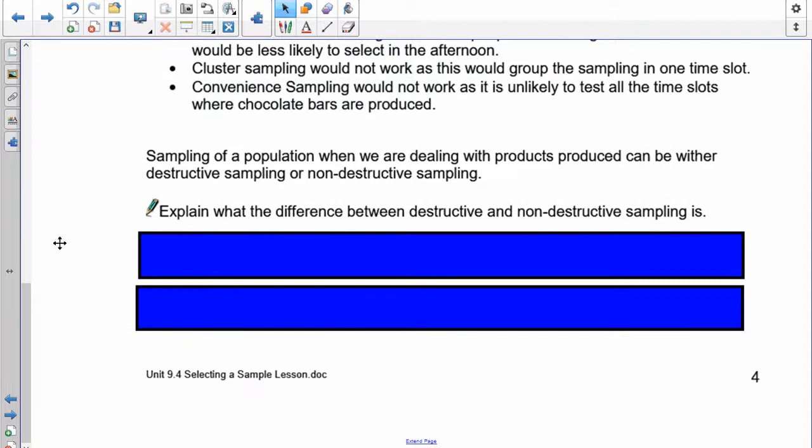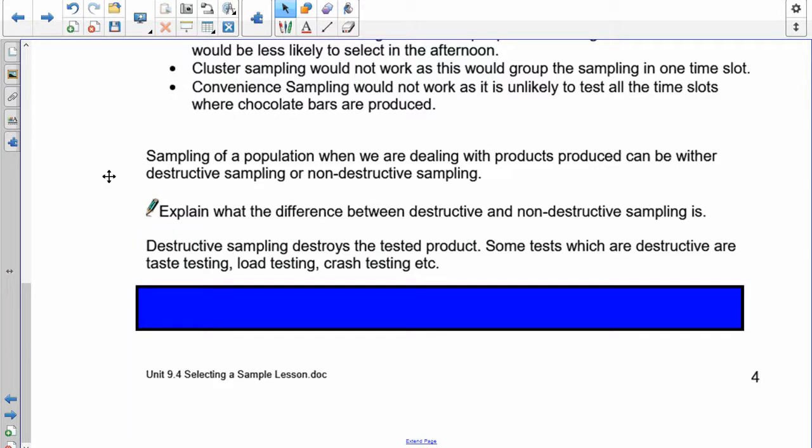So the next one is sampling of a population. When we're dealing with products produced, it can be either destructive sampling or non-destructive sampling. So this is just looking at the difference between the two of them, with the typo there. What is the difference between destructive and non-destructive sampling? I'd like you to define destructive and non-destructive sampling for me and put it down on the paper, please. So pause your recording and do that now.